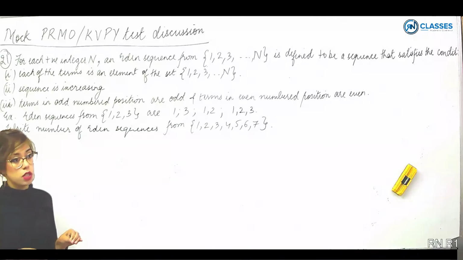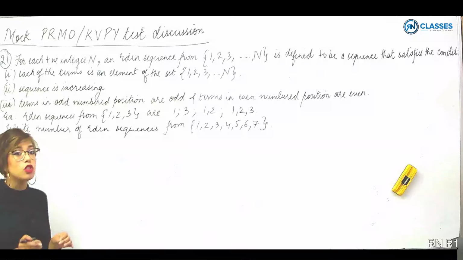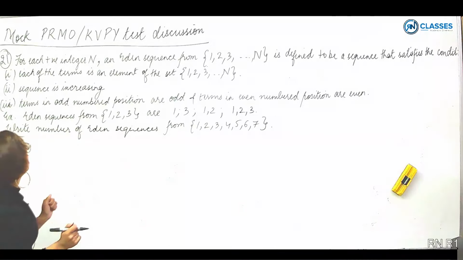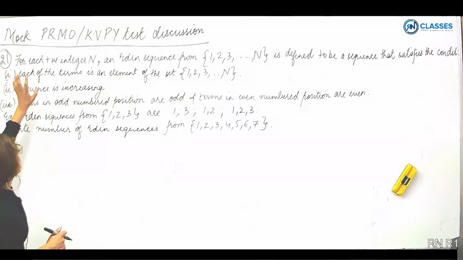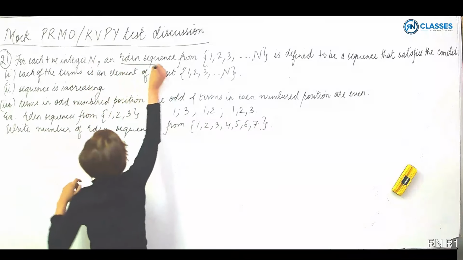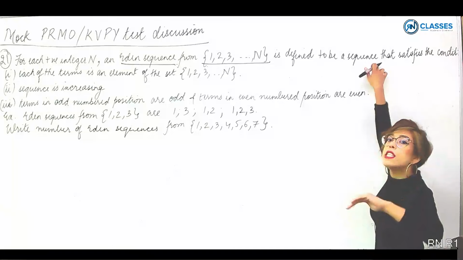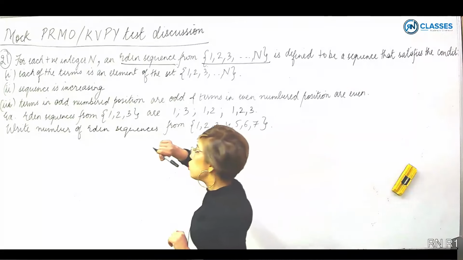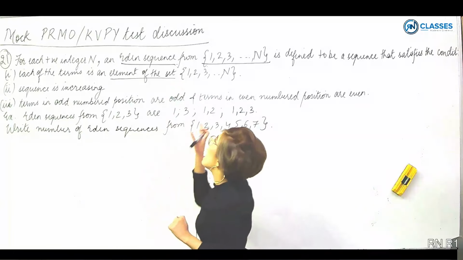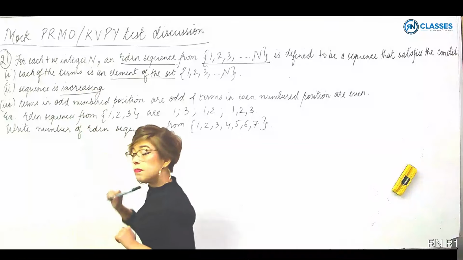Now this next question is precisely the kind of thing that you should do in test papers. That means just read the question carefully and answer it. That's it. Alright, so let's just see. He says for each positive integer n, an even sequence from this set is defined to be a sequence that satisfies the following conditions. What are the conditions? Each of the terms is an element of the set. Right, so obviously I will be using numbers from the set itself. Then the sequence has to be increasing, right?